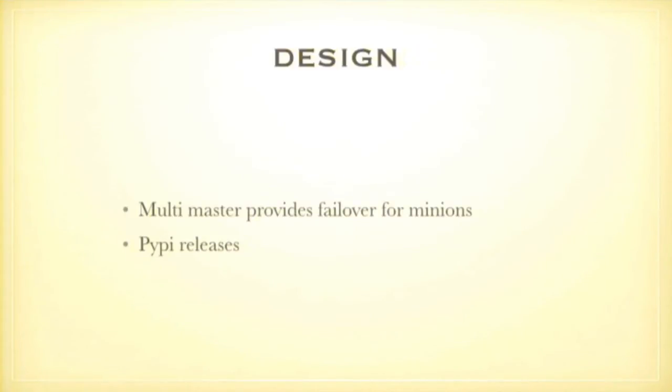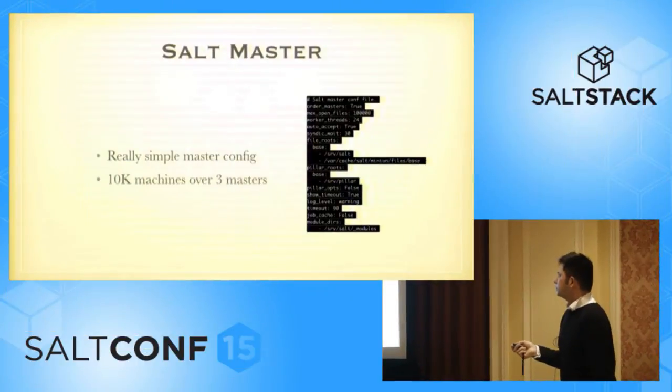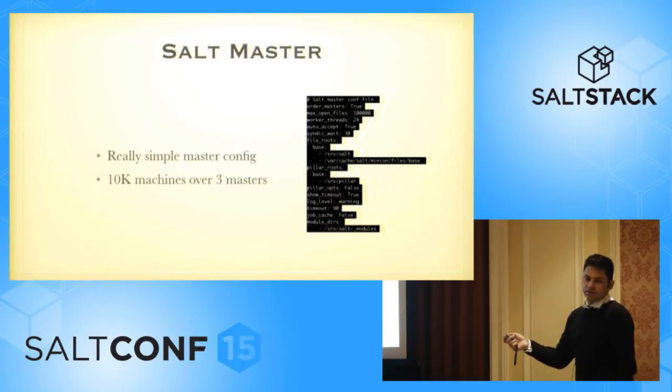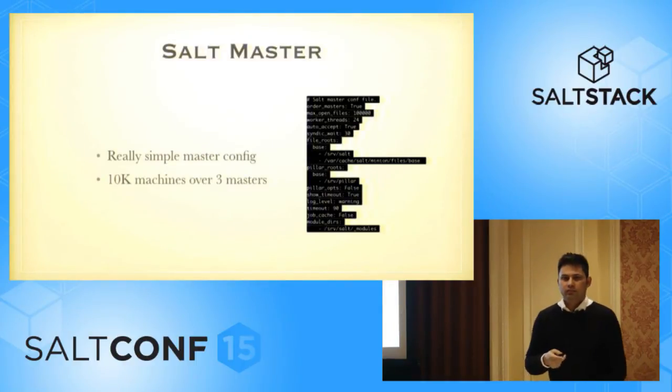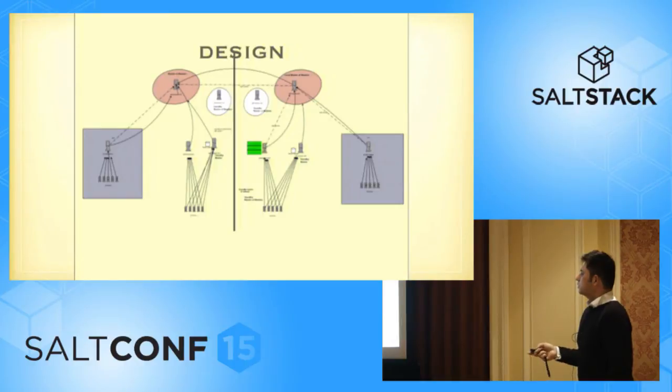Multimaster provides failover for minions, and we use the PyPy releases. What I mean is, if you see these are the minions, they have multiple masters. If one of them falls over, they can be reached from the other, so that makes it really easy. So this minion has 2 masters, this minion has 2 masters, and the PCI minion also has multiple masters, though the diagram doesn't depict it.